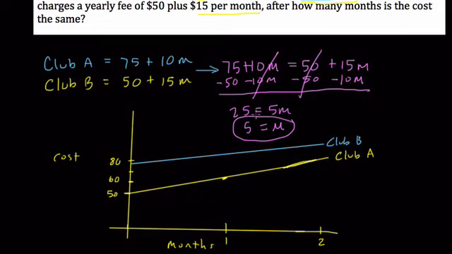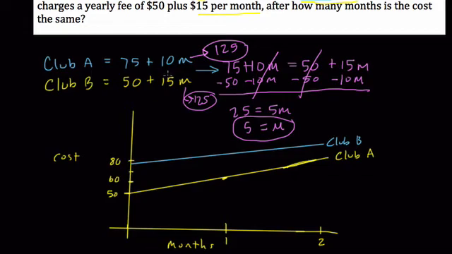And you can plug it in. If we plug 5 into Club A, we get 75 plus 50, right? So Club A would equal what? Well, what's 75 plus 50? That's 125, right? And then 50 plus 15 times 5, that's 50 plus 75, is still 125. So after 5 months, they both cost $125.